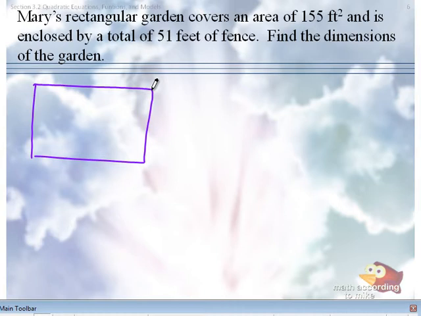Why not? Okay, there's Mary's garden. She has one flower. That's it. Good job, Mary.